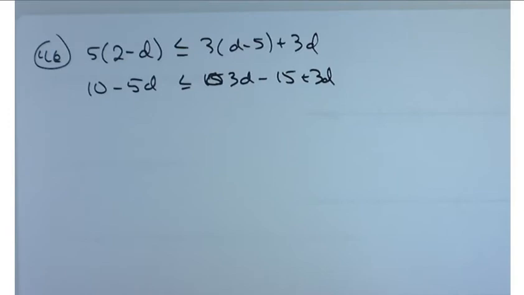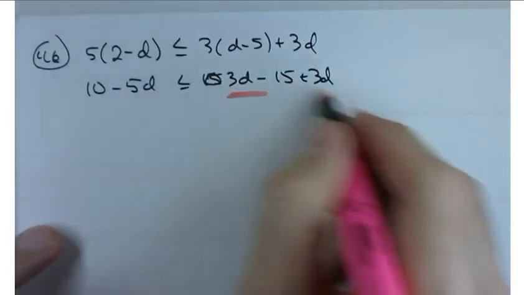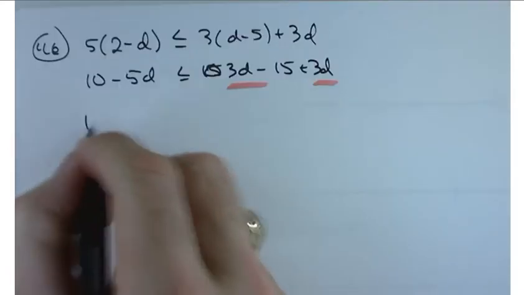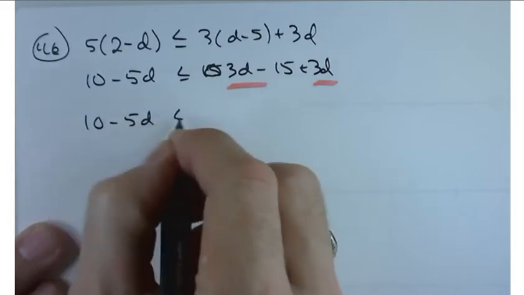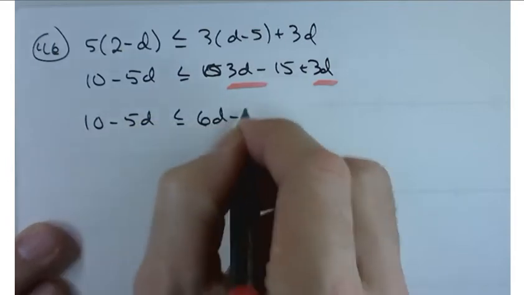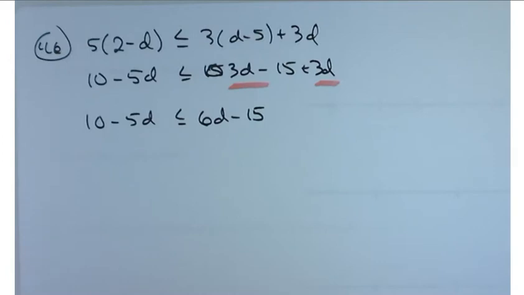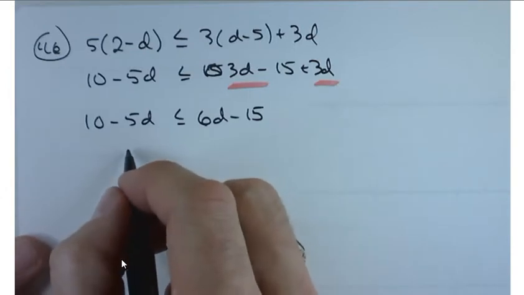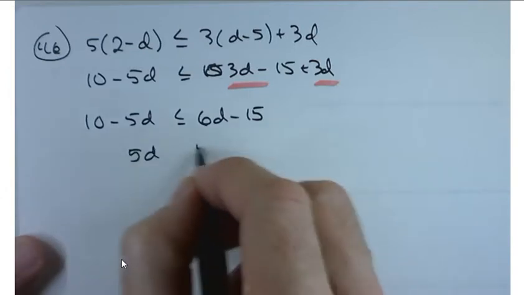Are there any like terms I can combine? Yeah, 3d and 3d. So 10 minus 5d is less than or equal to 6d minus 15. Now here's decision time. Where are you going to put the variables? The left-hand side or the right-hand side? Right-hand side. Micah, what do I have to do to get the variables on the right-hand side, please? Add 5d to both sides.